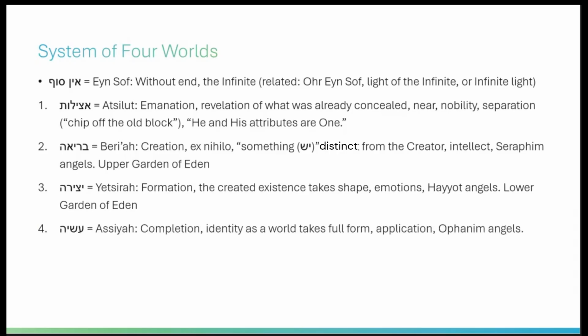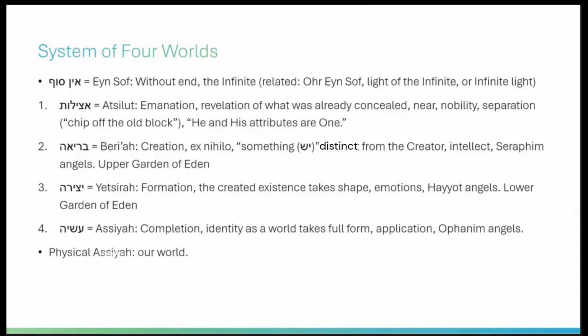And then the lowest world is Asiyah. Asiyah is to do, or completion, perfection, right? So this world is completed in its worldliness, right? It's completed in its sense of distance from God. So we can line this up also with the idea of application, right? So you have the intellect and you have the emotions, and then what are the results? What are the consequences of those emotions? How they apply maybe in thought, word, and deed. And the angels that are the Ophanim are said to inhabit this world.